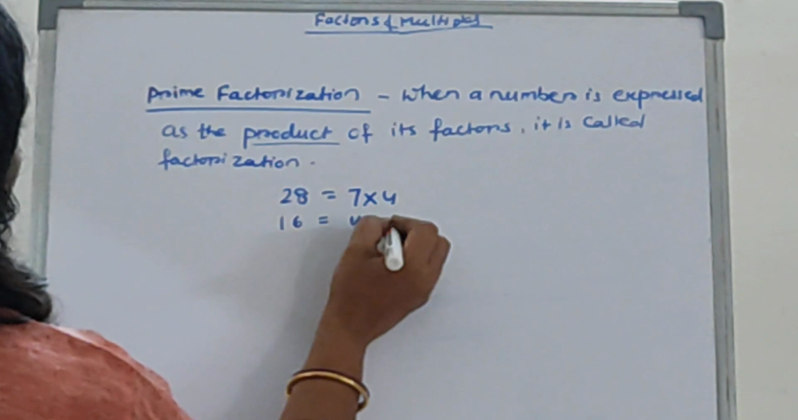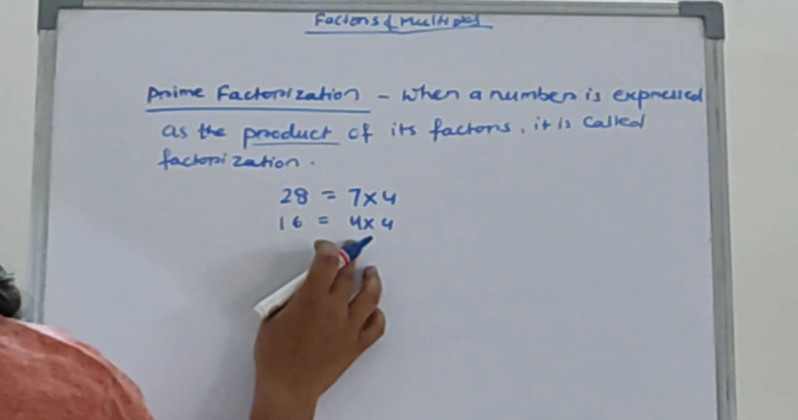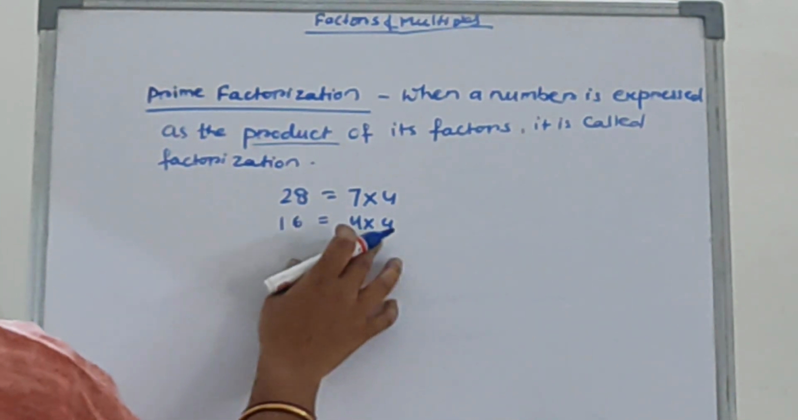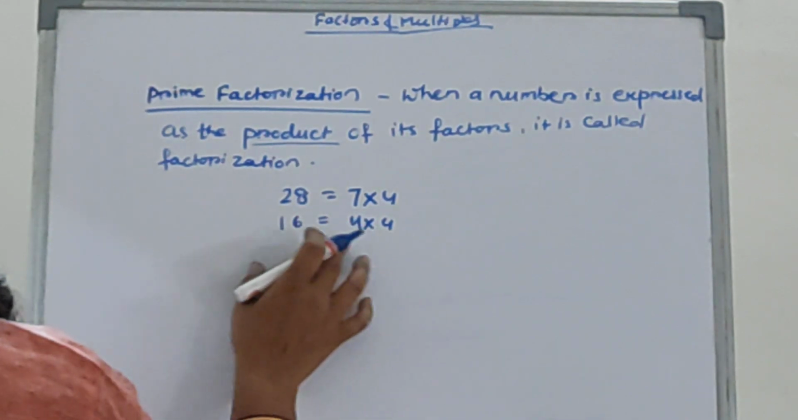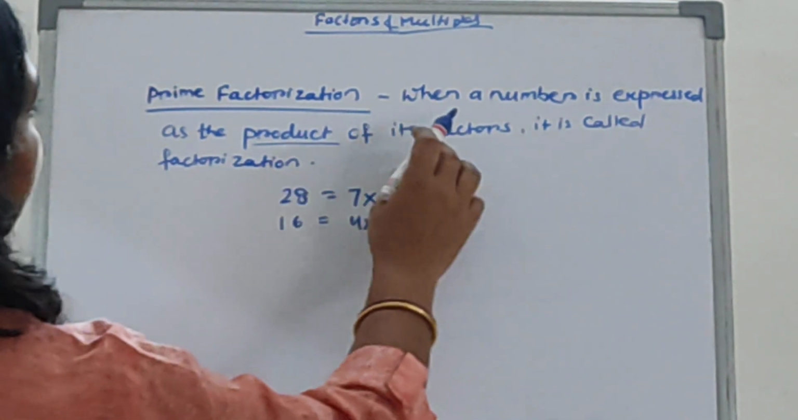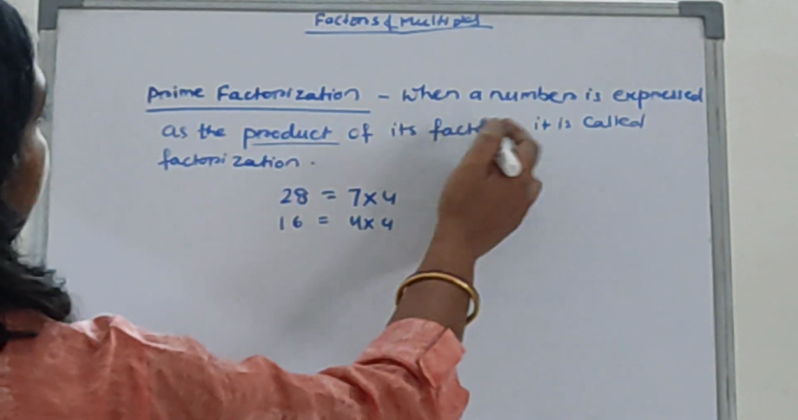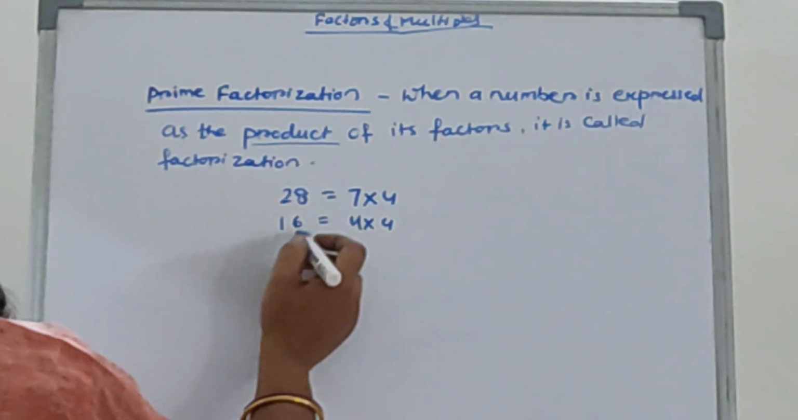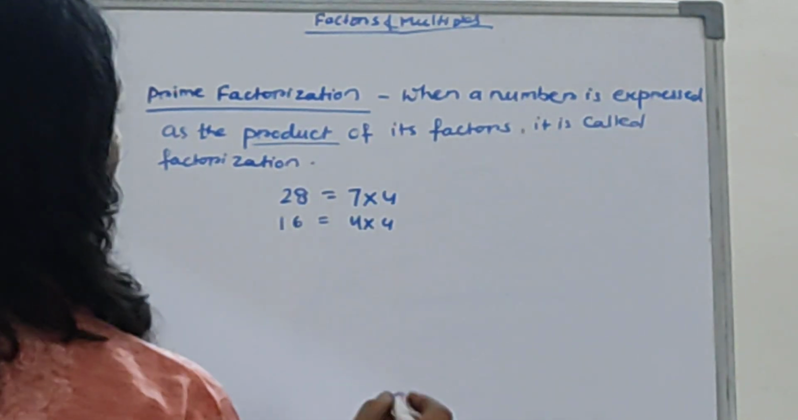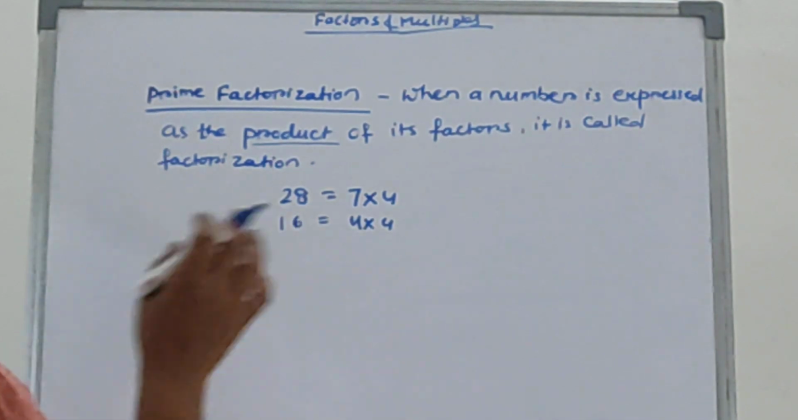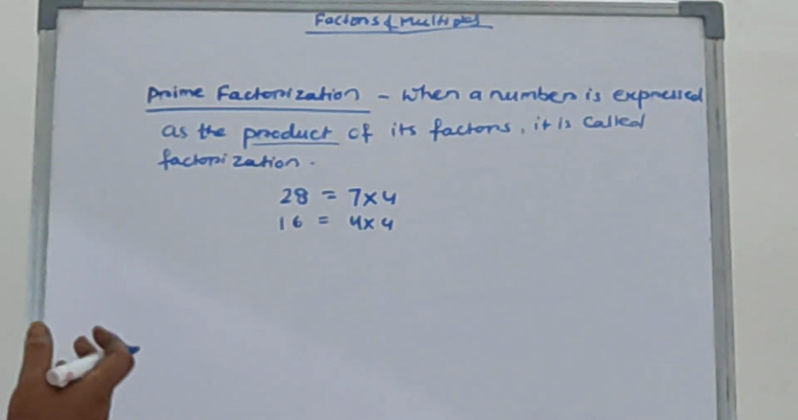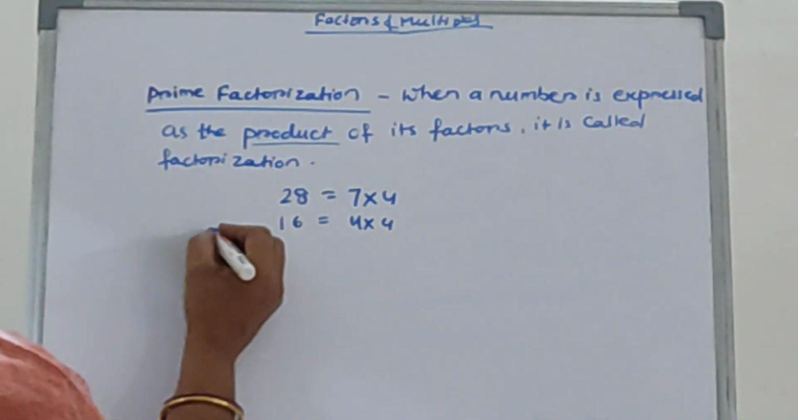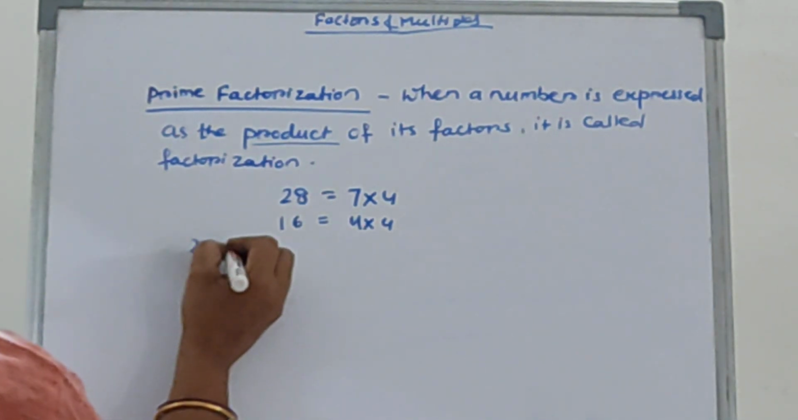Like for example 16. So 4 times 4 is 16. So 4 and 4 are the factors of this number, and this number is the product of these factors. So when we are writing like this, when a number is expressed as the product of its factors, it is called factorization.